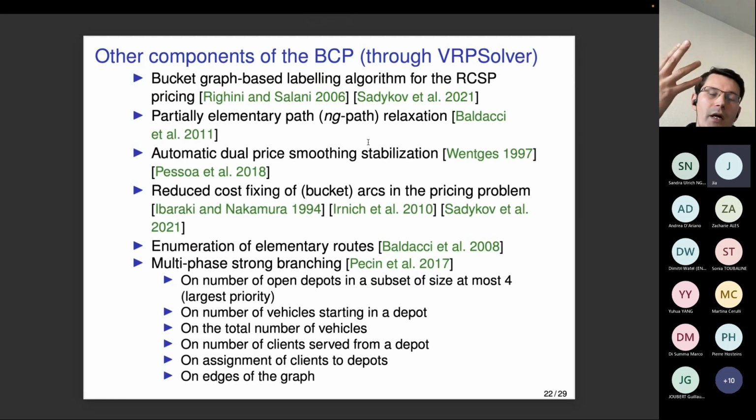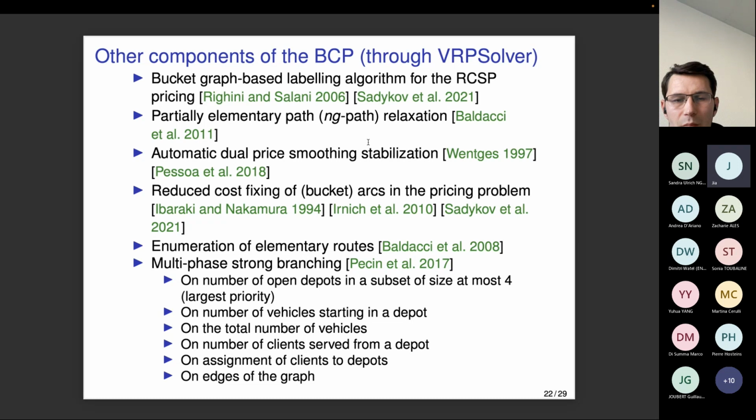As I said, we use this solver for vehicle routing problems, and this solver already embeds a lot of techniques which are known in the literature for vehicle routing problems. I will not explain them in detail, also because I don't have enough time for that.